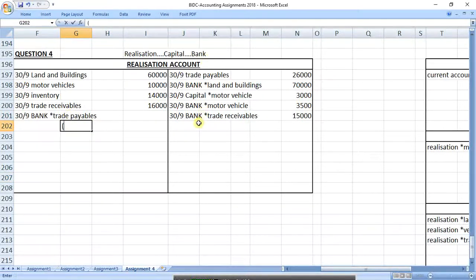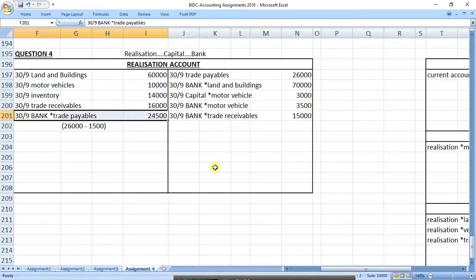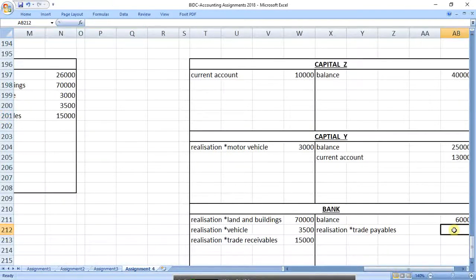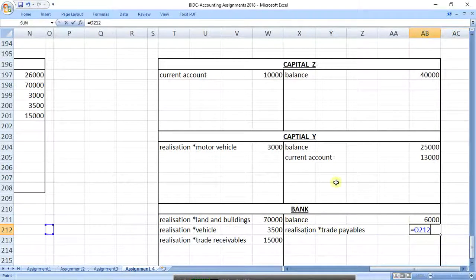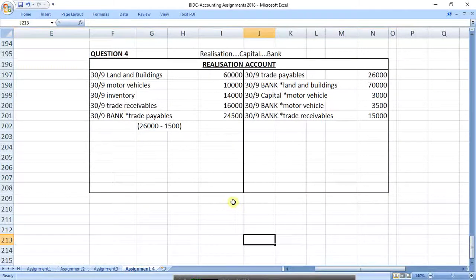How much was my trade payables? 26,000 minus, what was the discount? 1.5. Close brackets. So the difference there, 26,000 minus 1.5 gives you 24,500. So that's what you debit. Debit, bank, trade payables, because that's how much you paid. So I credit the bank 24,500. Equals that figure, 24,500. Okay, next.